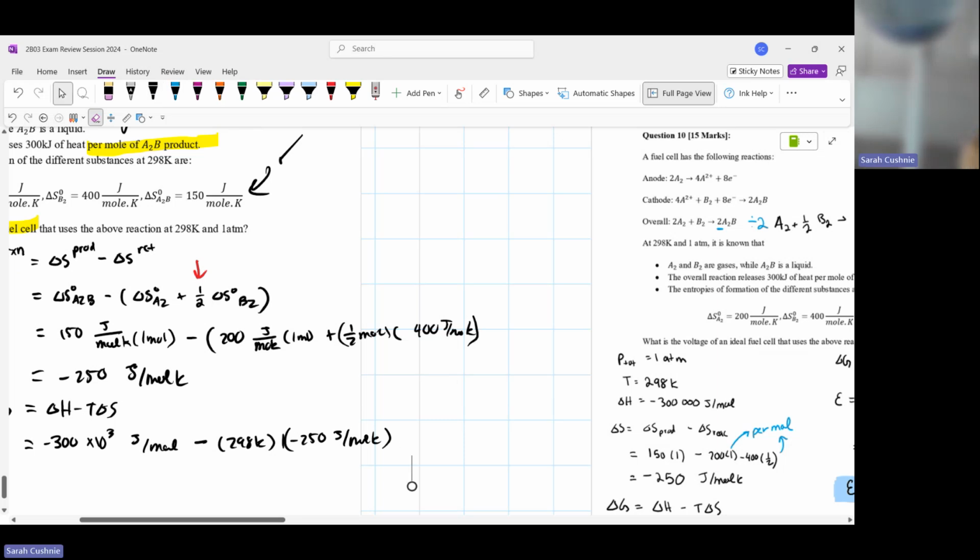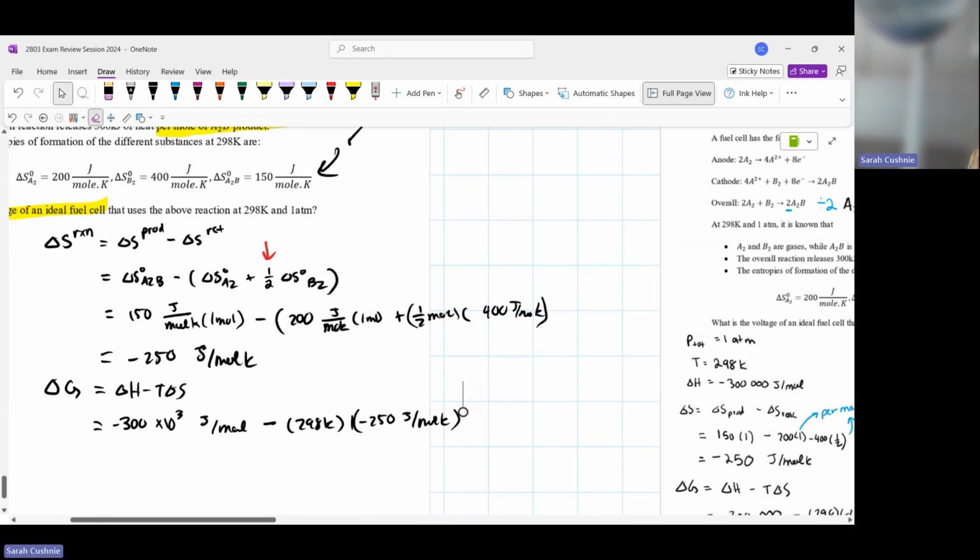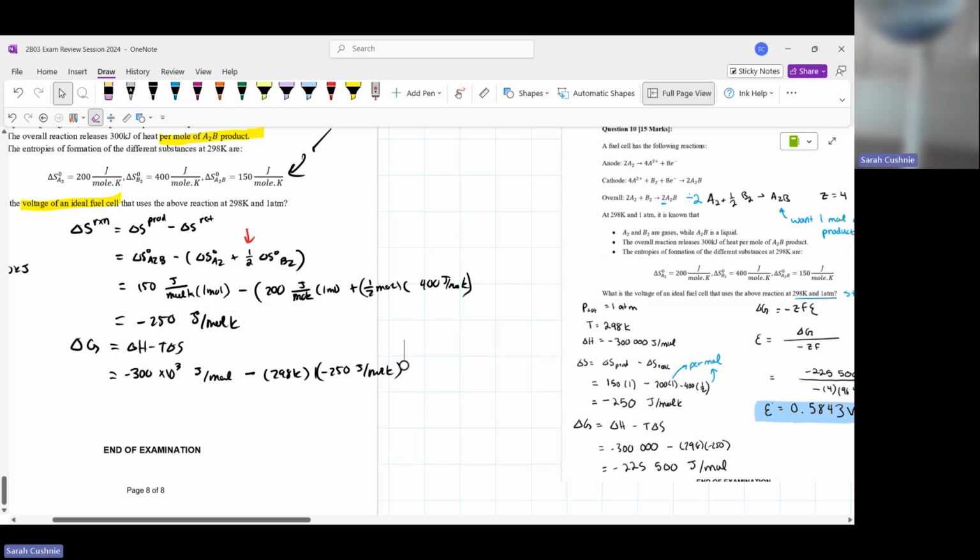Note that I was pretty lazy earlier on, but right now I'm using units within my calculations, and that's to make sure that my units check out. So we were given this value in kilojoules, but I converted it to joules because this is all in joules. This is just something that you should pay attention to, because if you don't, then you might be a little out of luck. So now we get a value of 225,500 joules per mole.